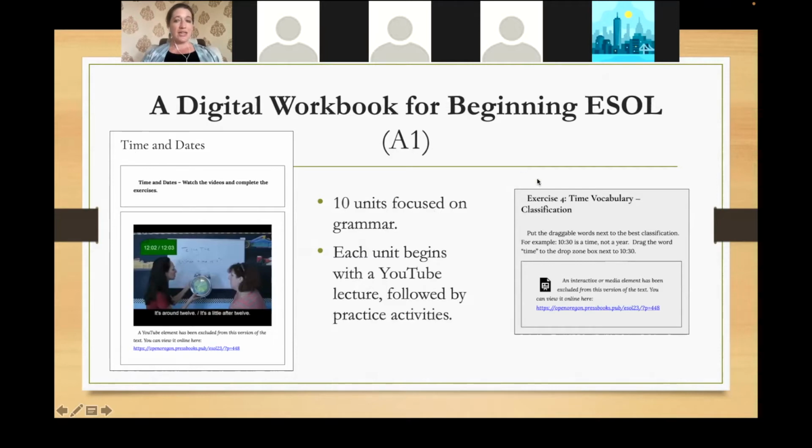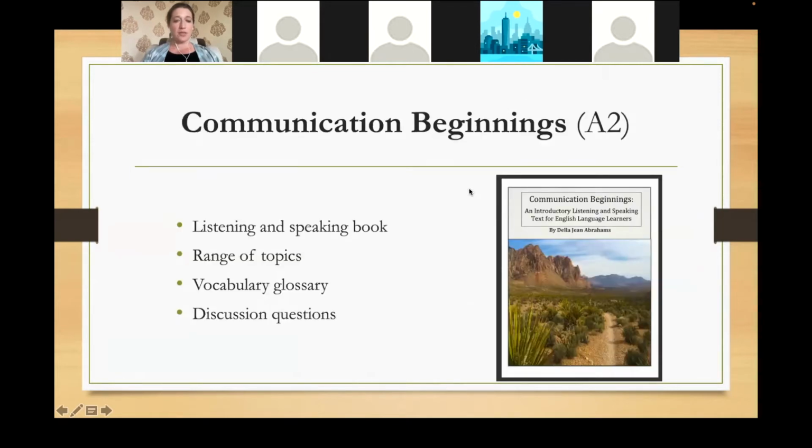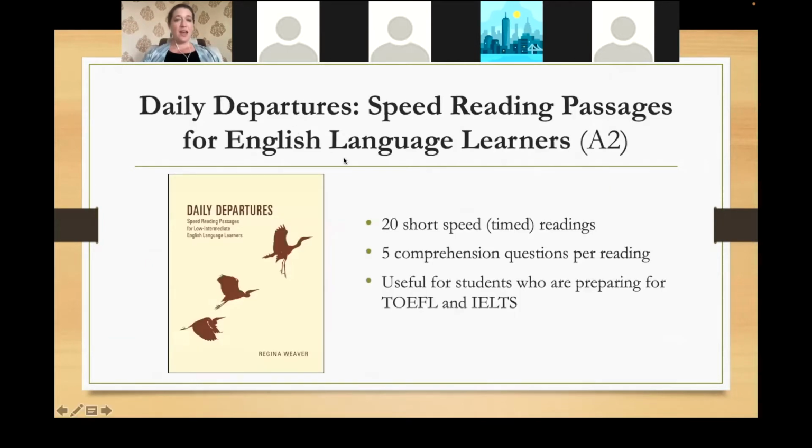So there's time and dates, and then they do a classification exercise. And again, it's set for A1, so it's beginning level students. So communication at the beginning, that's what I showed you just a moment ago with that folder that has the audio. It's a listening, speaking book. And then there's a range of topics, lots of different topics. There's a vocabulary glossary. A glossary means the word plus a definition. And there's discussion questions.